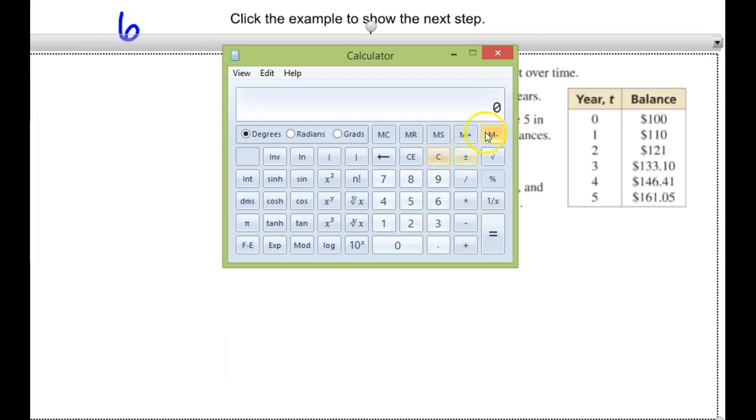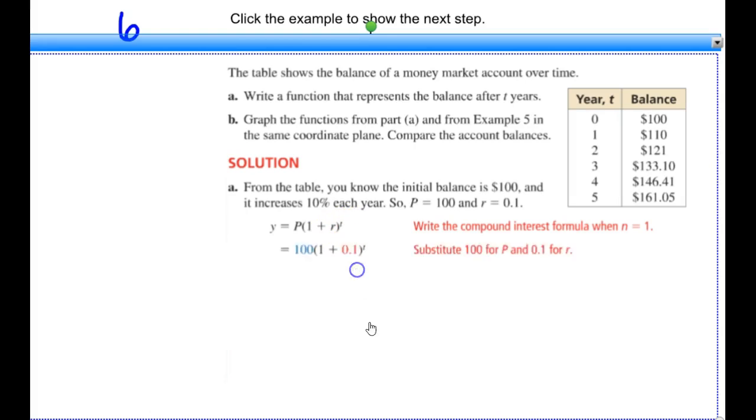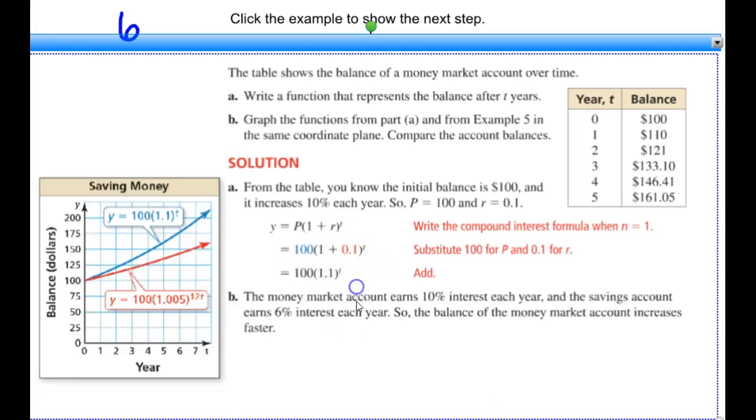So let's see if it works again. So I've got my 121 divided by 110. 0.1. So I know that that is going to be my percent, my R value. So that's where they get this R value from, by dividing the numbers in order. So now I can write my formula, with my initial amount, with my R value that I just found, and I have my T. So I substitute what I know, and then I simplify.